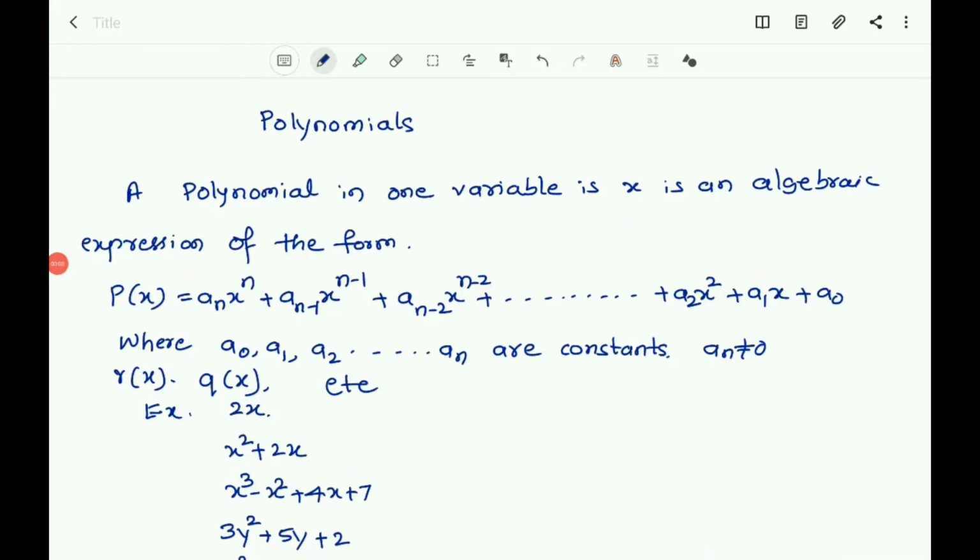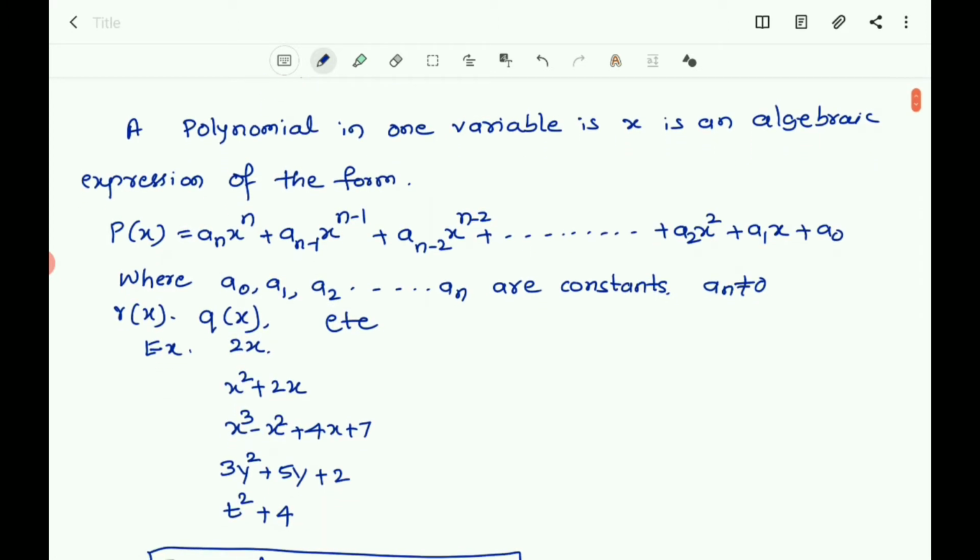Children, let us start the chapter polynomials. So what is a polynomial? A polynomial in one variable x is an algebraic expression of the form p of x equals an x to the power of n plus an minus 1 x to the power of n minus 1 plus an minus 2 x to the power of n minus 2, and so on, plus a2 x square plus a1 x plus a0. Here a0, a1, a2, and so on, an are constants.